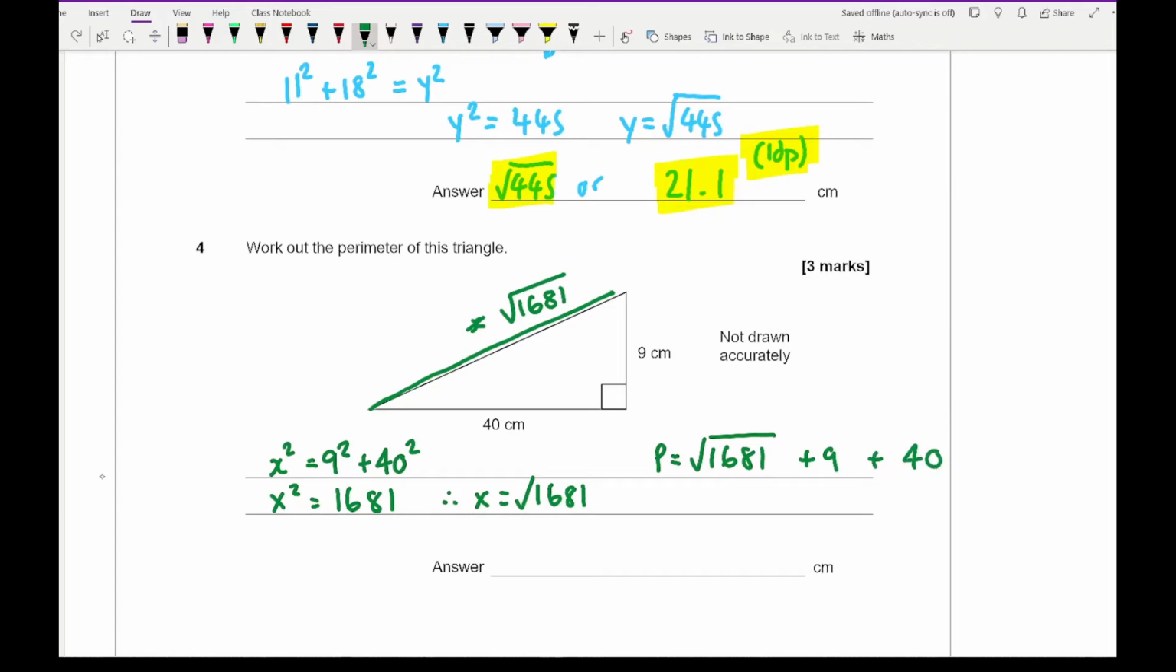And if I do that correctly, I should end up with an answer of 90, because the square root of 1681, not that you should know off by heart, because I clearly do not, is basically 41. So I could write 41 plus 9 and get the answer of 90.